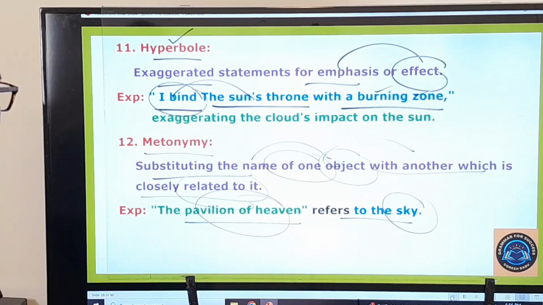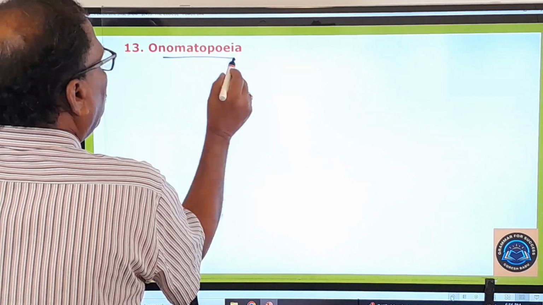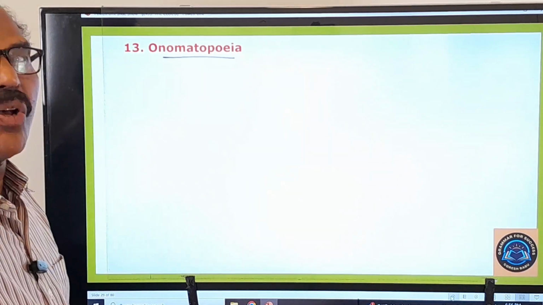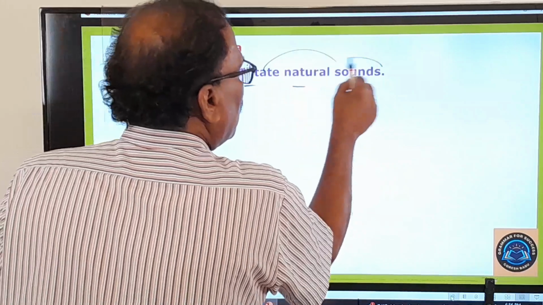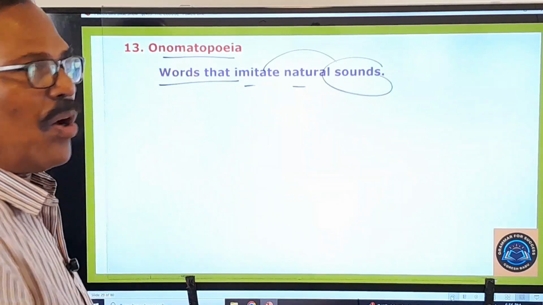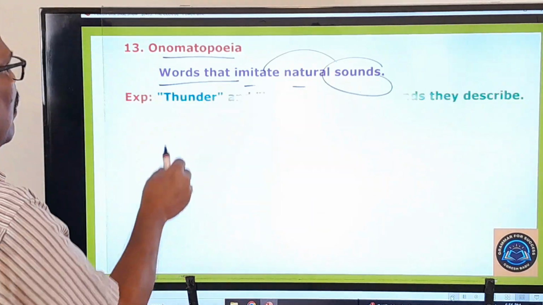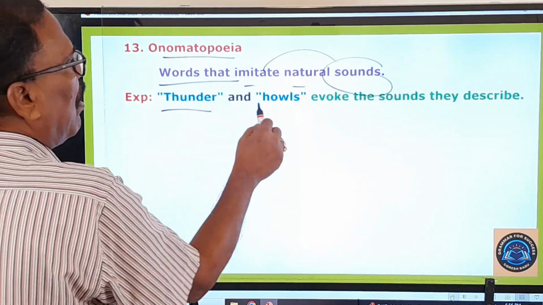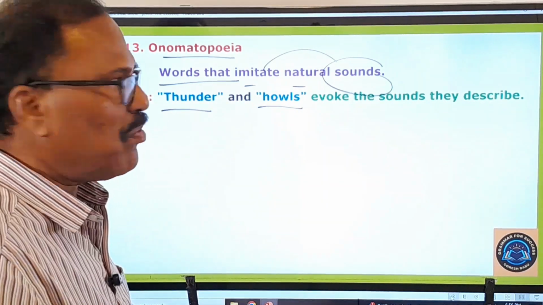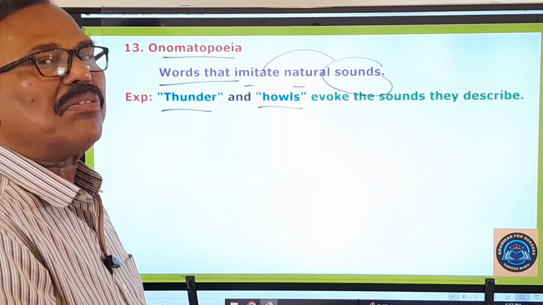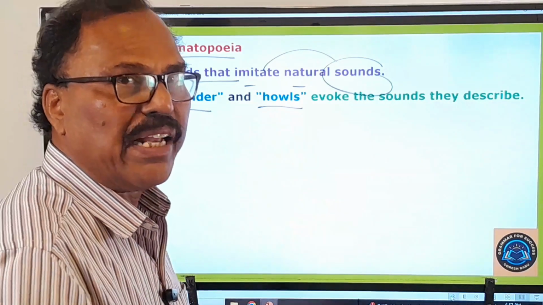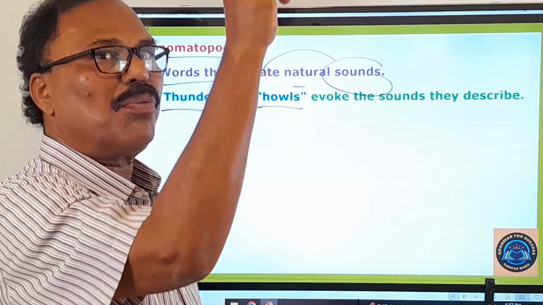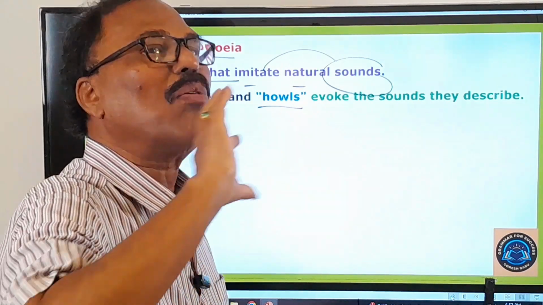You go to the other literary devices. Onomatopoeia. The 13th one is onomatopoeia. Onomatopoeia means words that imitate natural sounds. And here, thunder is an onomatopoeia. Howl, yes, howl means what? A natural sound. What do the jackals do at night? What do the wolves do at night? They howl. That's called a howling sound.